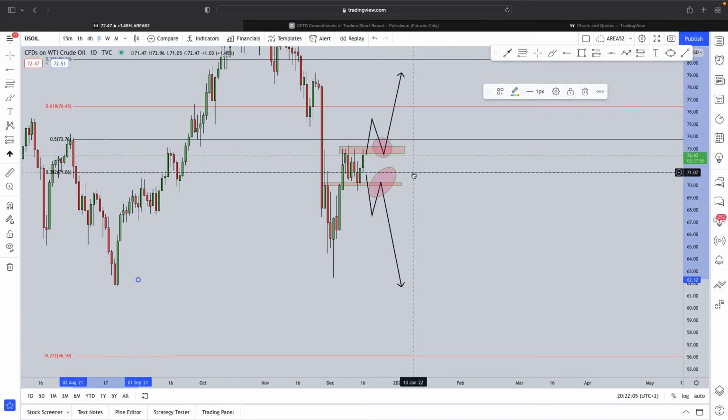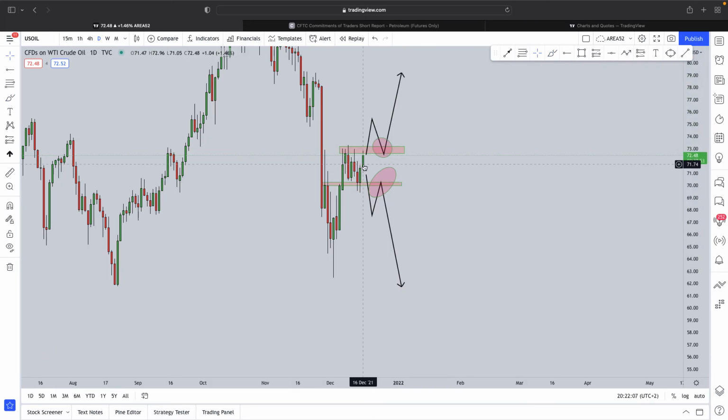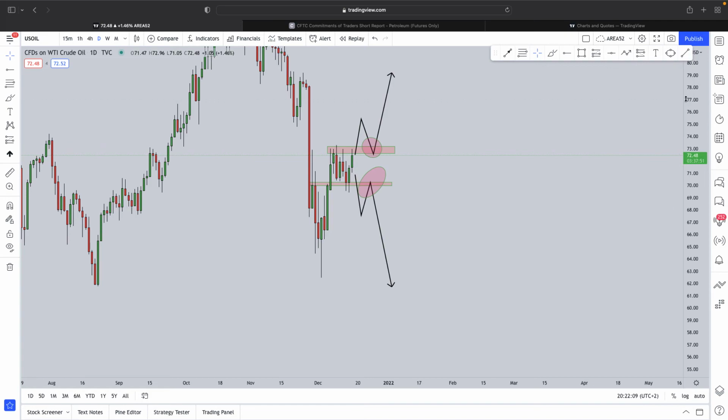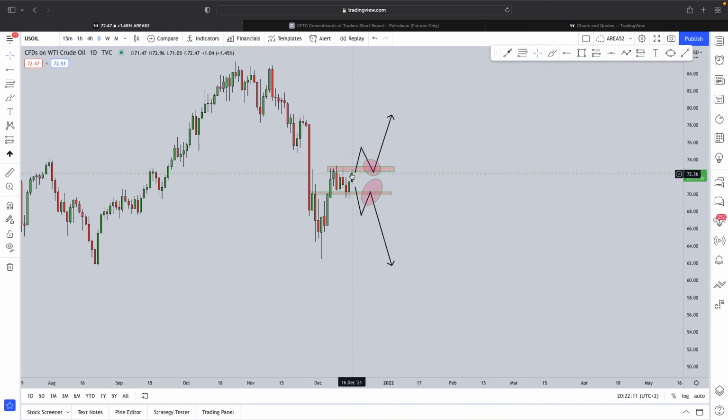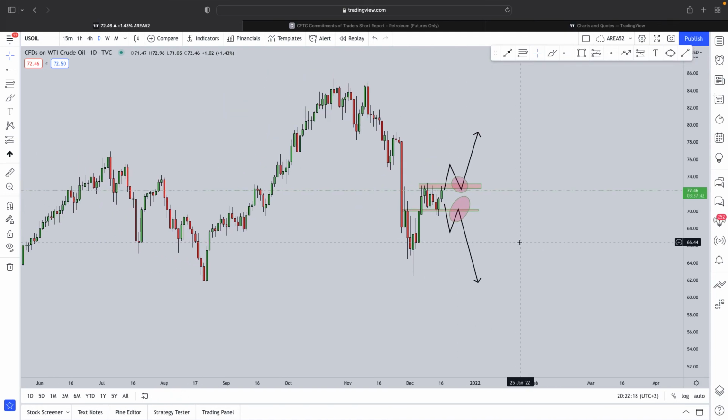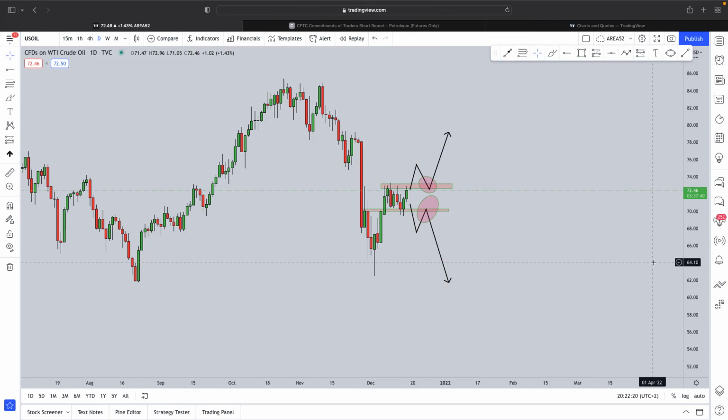But for now, the best thing to do is just to sit on your hands, because the market is currently stuck within a consolidation. The best thing to do, like I said, is wait for a clear break and close above either structure, and then start looking for long or selling opportunities on this market.